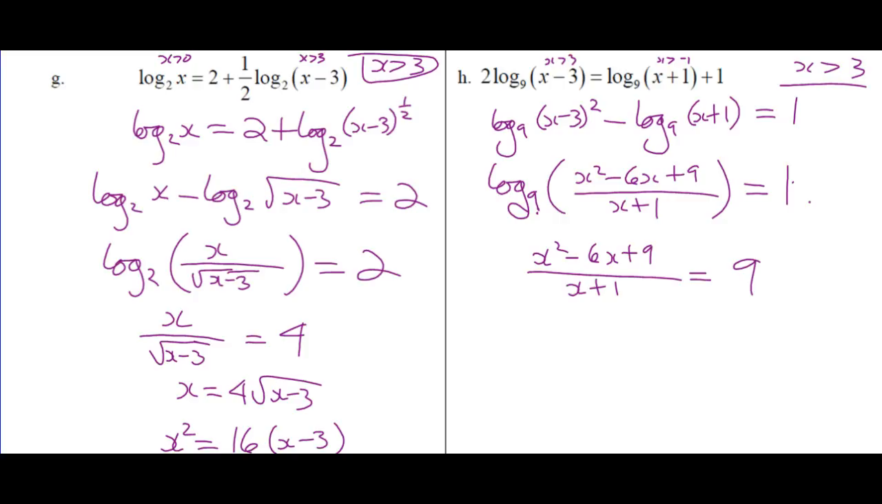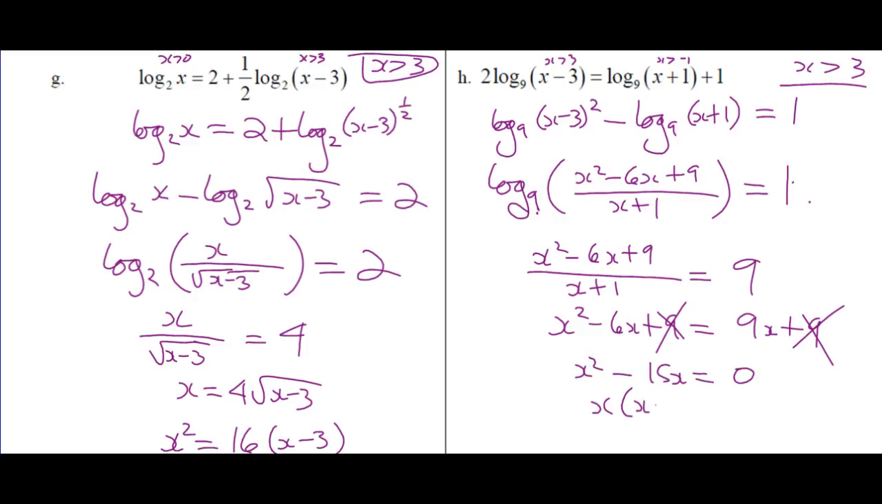Multiply both sides by x plus 1. X squared minus 6x plus 9 is equal to 9x plus 9. X squared minus 15x is 0. X is 0. Or 15.